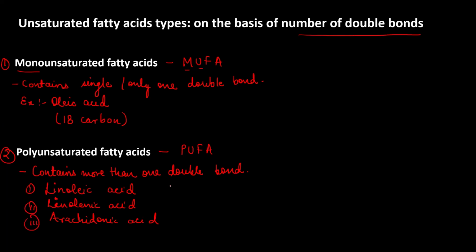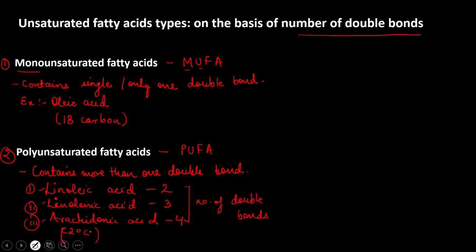Now, how many double bonds does linoleic acid have? It has 2 double bonds. Linolenic has 3 double bonds and arachidonic has 4 double bonds. So 2, 3, 4 is their number of double bonds. Linoleic and linolenic have 18 carbons, while arachidonic has 20 carbons. So these are examples of polyunsaturated fatty acids.